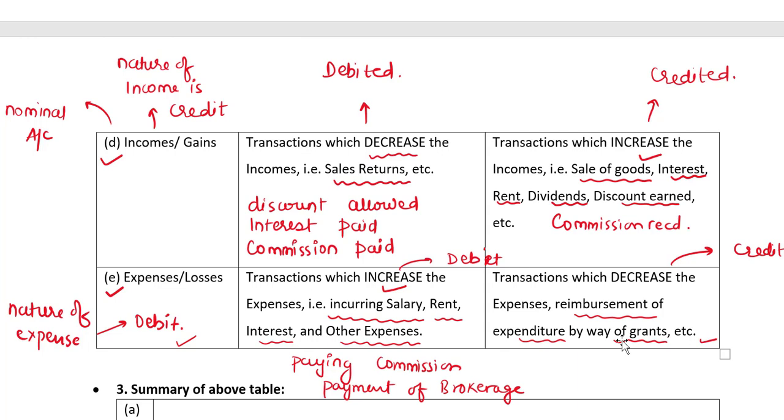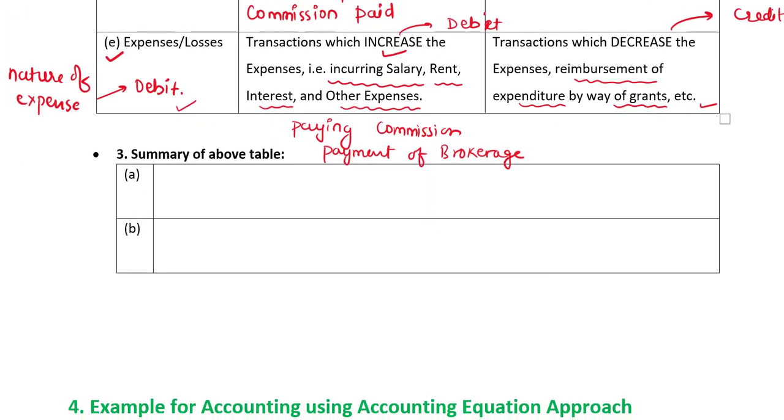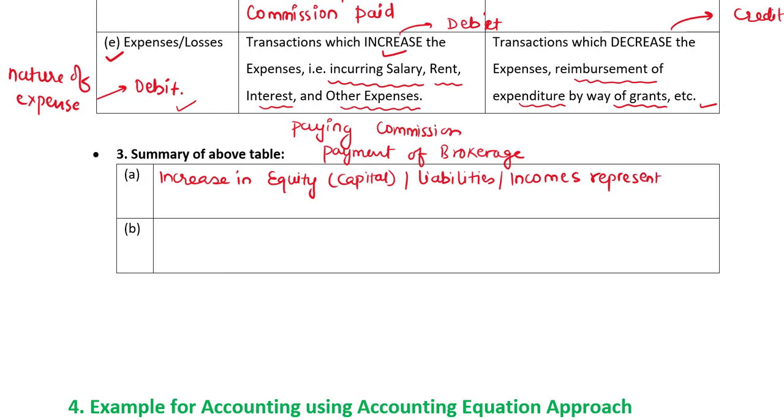What we are going to do right now is, I am going to write a short summary of the above table. That means what we have learned till now. So, increase in equity, that is capital, or increase in liabilities, or increase in income represent what? Represent credit.